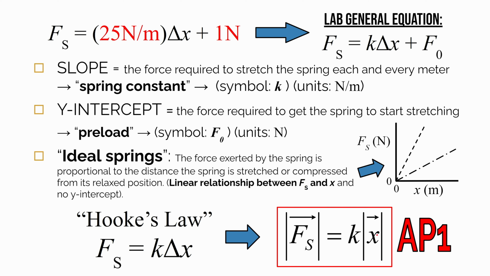So at this point, for writing your lab report, this is as far as you need to go. We do have 3 new terms you need to define: spring constant, preload, and ideal springs. Now I just want to end the video with one last thing related to ideal springs.